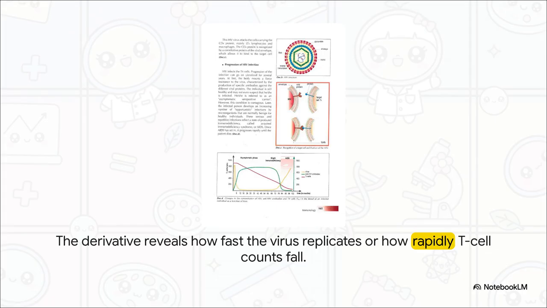But we can go even deeper. The second derivative tells us about the acceleration of that change. Is that drop in T-cells speeding up, or is it slowing down? And that, my friends, is the difference between a full-blown crisis and a condition that's becoming manageable.